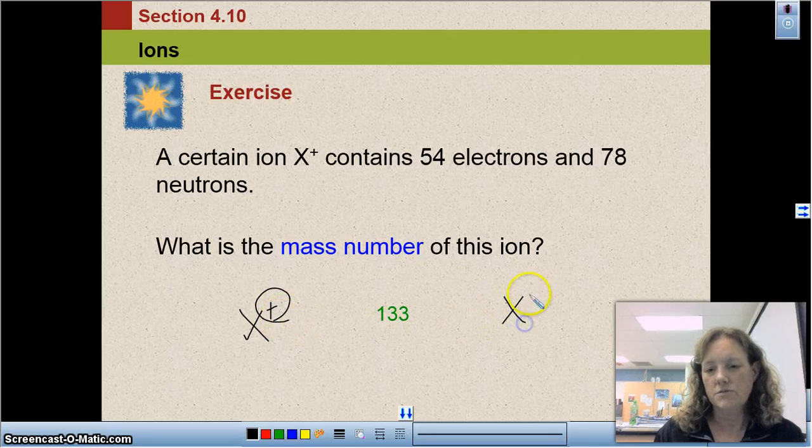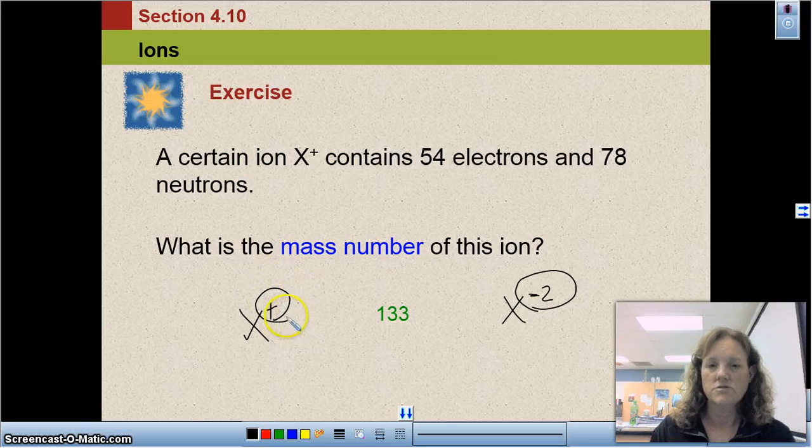So if you have X with a negative number out here, -2, that tells you how many electrons it gained. This positive sign will tell you how many electrons that it lost. So just try to keep that straight. Practice, practice, practice.